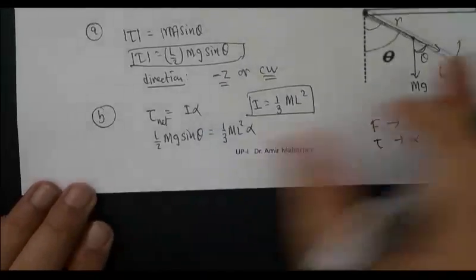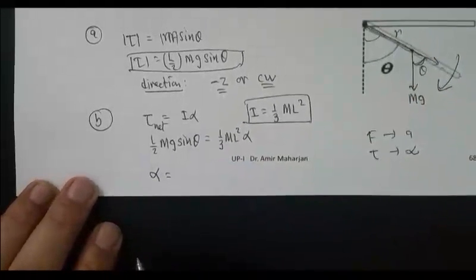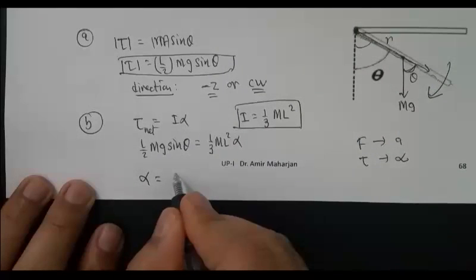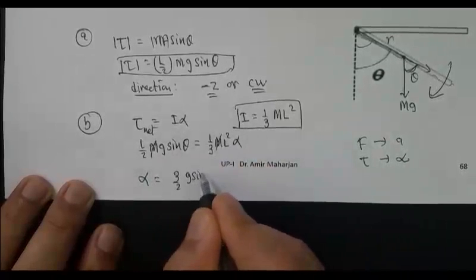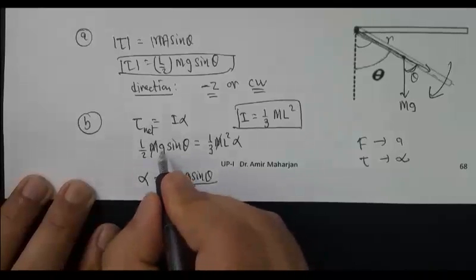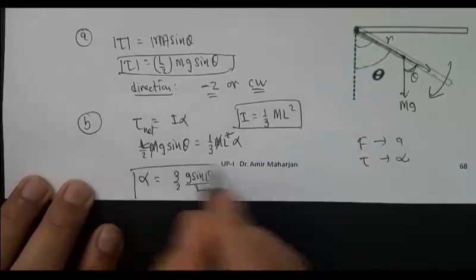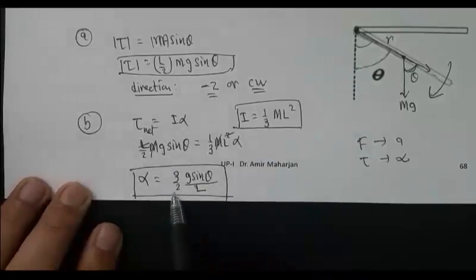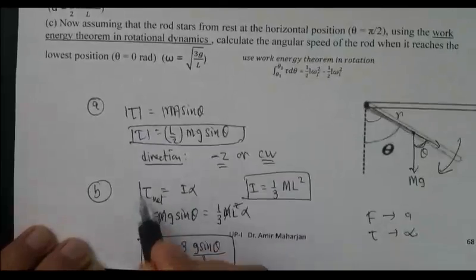So alpha, the angular acceleration produced for the rod, will be 3/2 g sine theta divided by L. The mass cancels out, and one L cancels out. So that's your answer, the angular acceleration produced. That's the easy way: just use Newton's second law in rotational form.